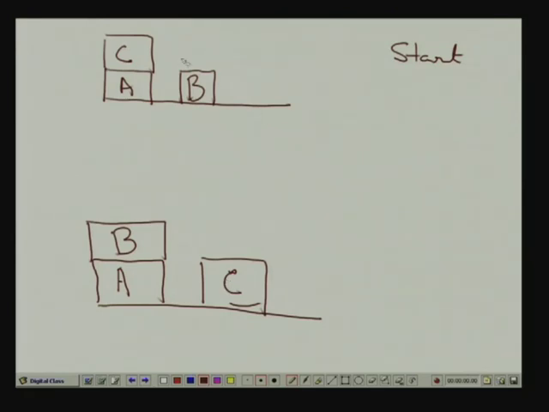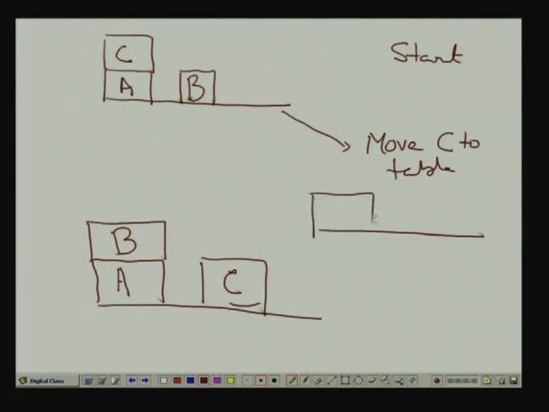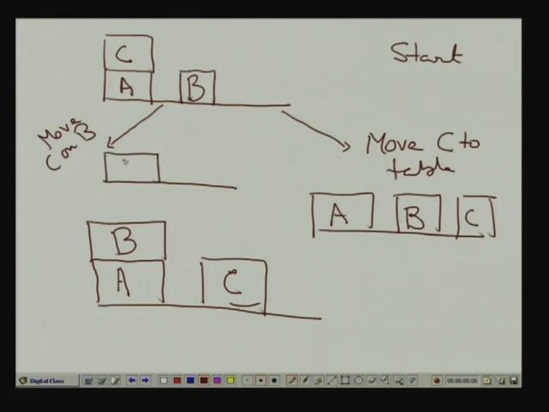Now, from here, one possibility is to move C to the table, which will lead me to a particular state where it will be A, B and C. There could be another move, that is another rule, which can say move C on B. In that case, that will lead me to a particular state which will be A, B, C. Now, this one is one candidate and this is another candidate, which one of these two states will bring me closer to the goal state?